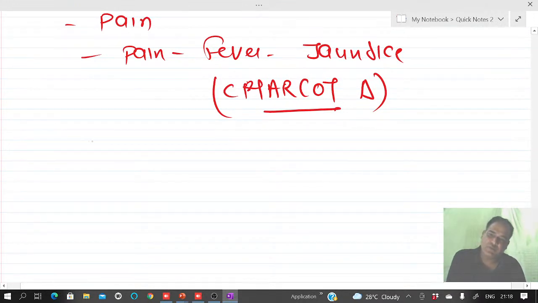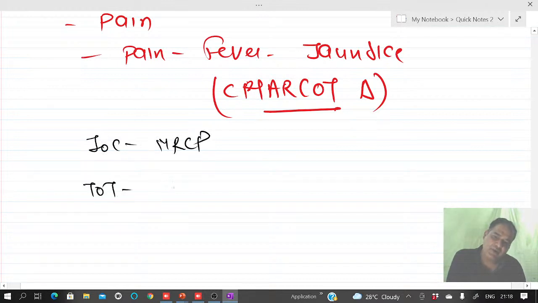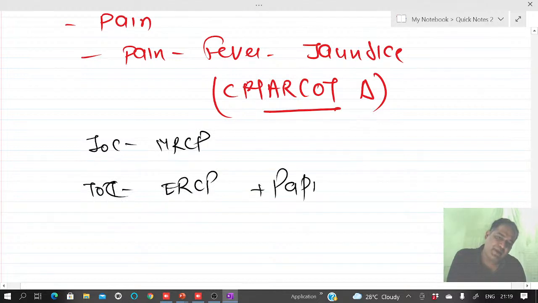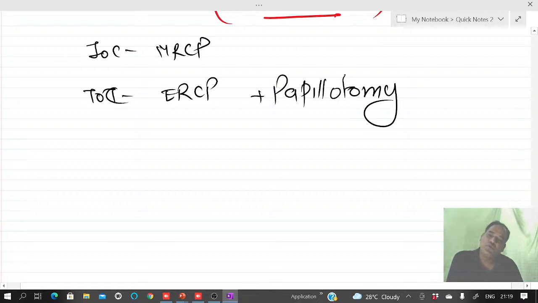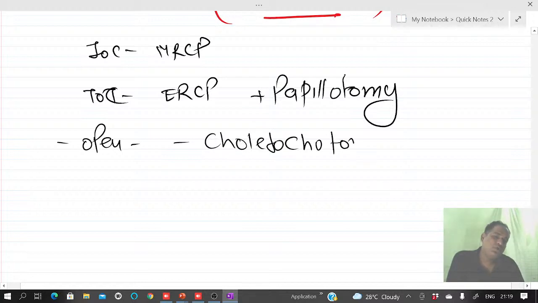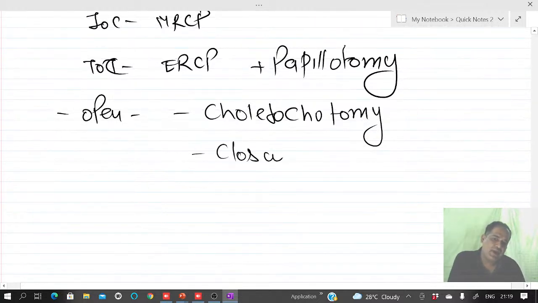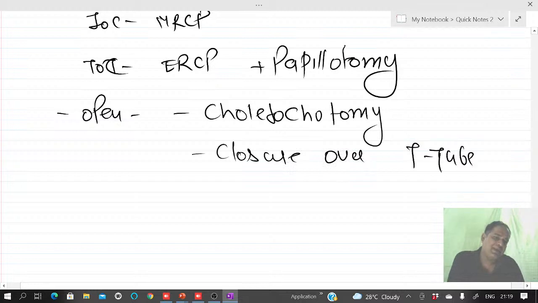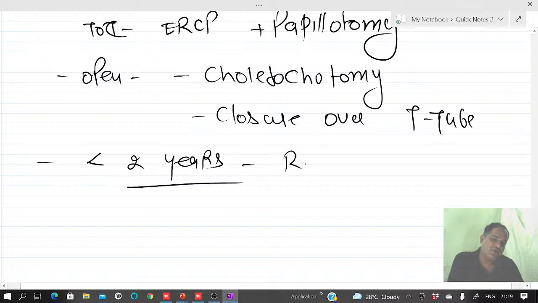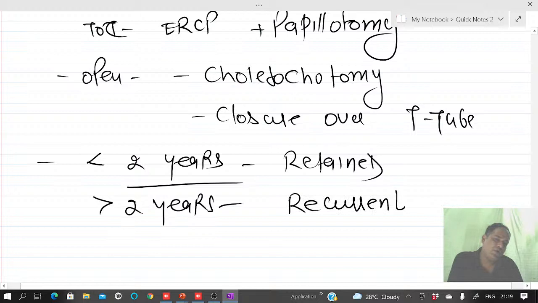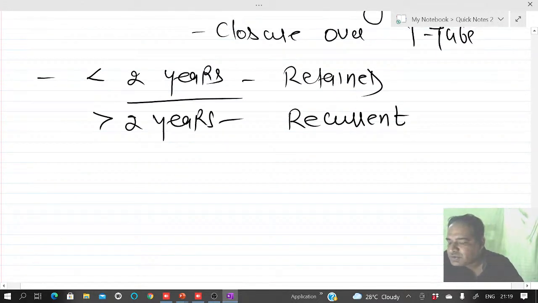Pain, fever, and jaundice. Investigation of choice again is MRCP. Treatment of choice is ERCP plus papillotomy, and then you remove the stone. If you are doing it by open surgery, what is the treatment? Choledochotomy, and then you remove the stones, and then closure over a T-tube. Now, if the stones are found less than 2 years after cholecystectomy, they are called retained stones. If they are found more than 2 years later, they are called recurrent stones. Yes, it should be MRCP. Fine.